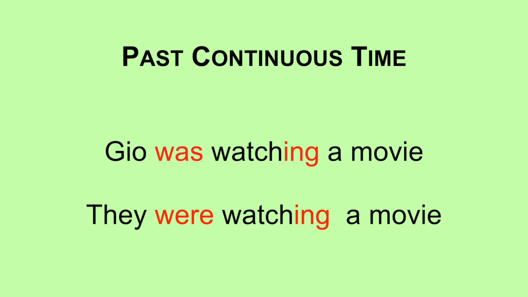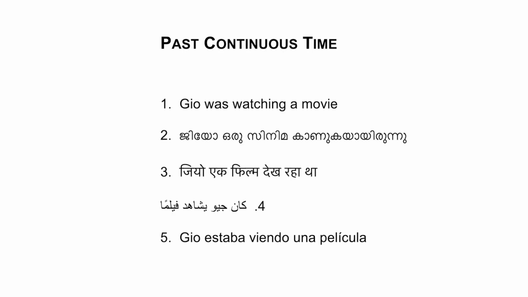What is the example for past continuous time? Gio was watching a movie. Was plus ing words. They were watching a movie. Were plus ing words. What is the meaning of past continuous time?